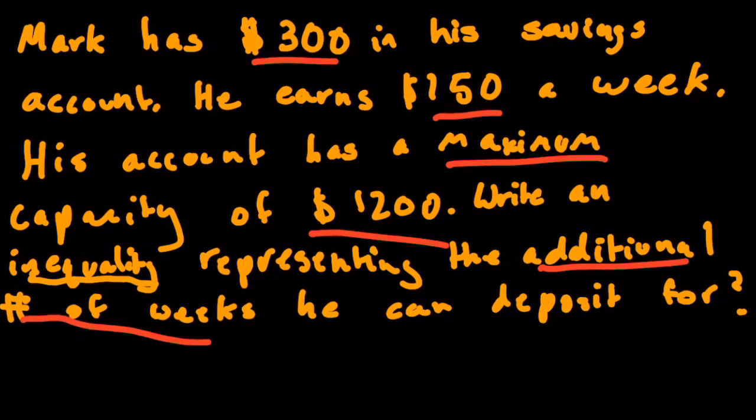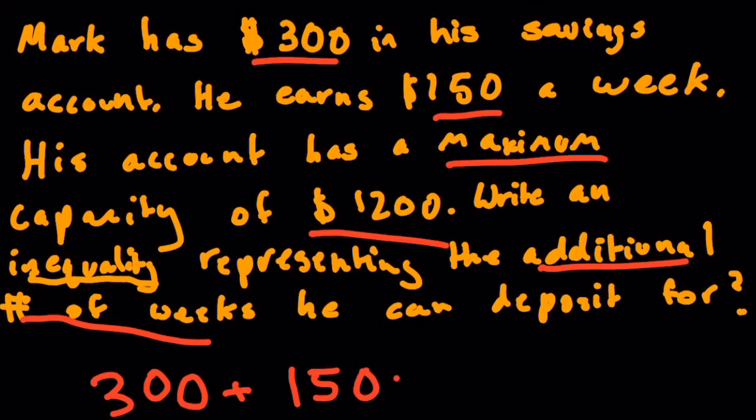So let's go ahead and write this. We know that Mark is starting off with $300, so we have a constant of 300 plus, because he's going to be additionally depositing, and he earns 150 a week, so 150, and we want to use a variable to represent the number of additional weeks, so we're going to use x, and somewhere to the side make sure you write x is equal to weeks, just for those extra credit points on your work.